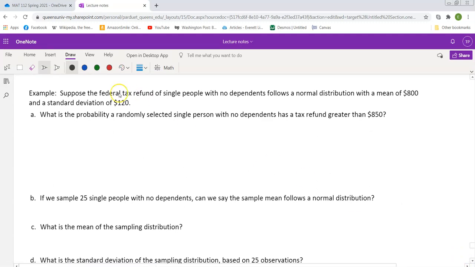So in this example, and this is the one we saw last class, federal tax refunds of people who are single with no dependents follow a normal distribution with a mean of $800 and a standard deviation of $120. So the first question here is, what is the probability a randomly selected single person with no dependents has a tax refund greater than $850?